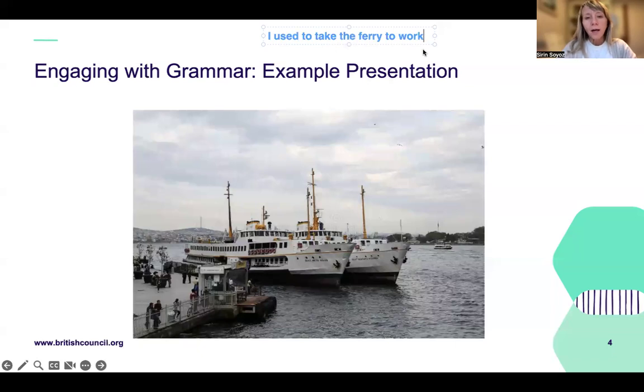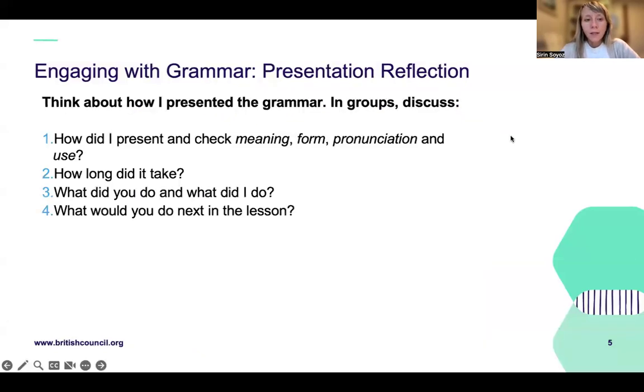Yes. So I used a picture to present the grammar points. I used a picture for them to understand what was happening. I could maybe use a motorbike if I rode a motorbike in the past and don't ride anymore, but that's not the case. I used this ferry example. So how did I, I didn't present the form, the pronunciation, but how did I introduce the meaning? So let's talk about this.